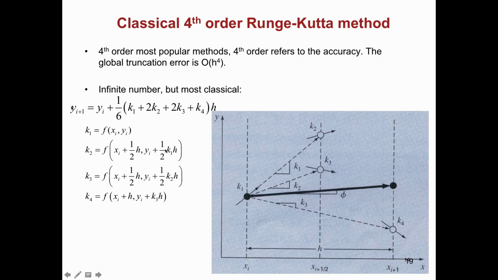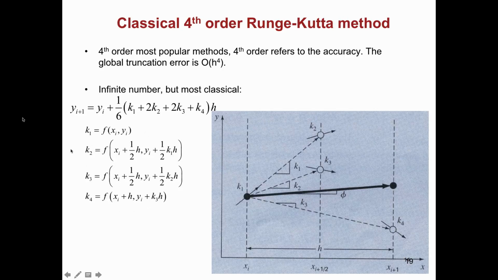Then I have this second slope. I take this second slope also for half h and see what would be the slope at this new point, k3. And then the final one is just my slope where I take this k3 for the entire interval h. This looks a little esoteric.